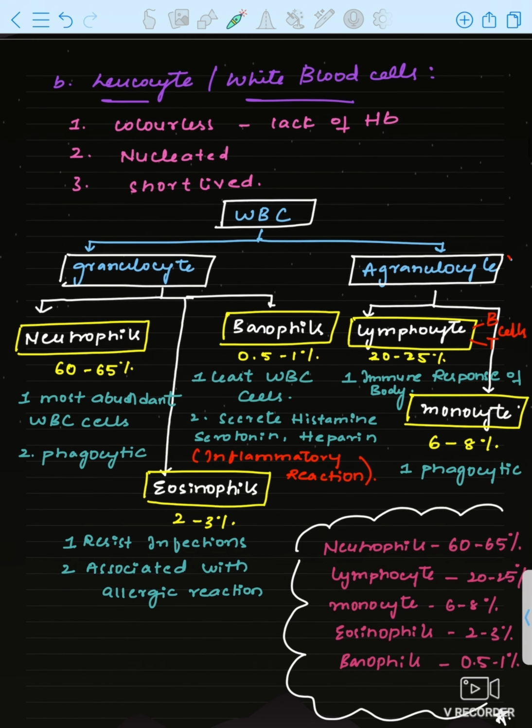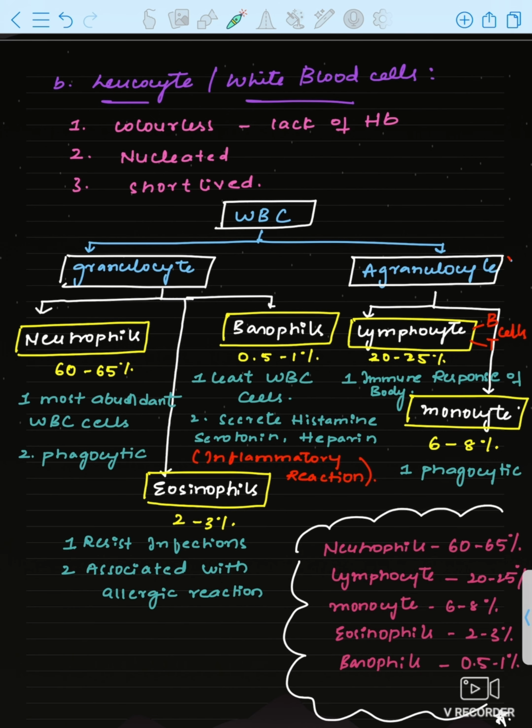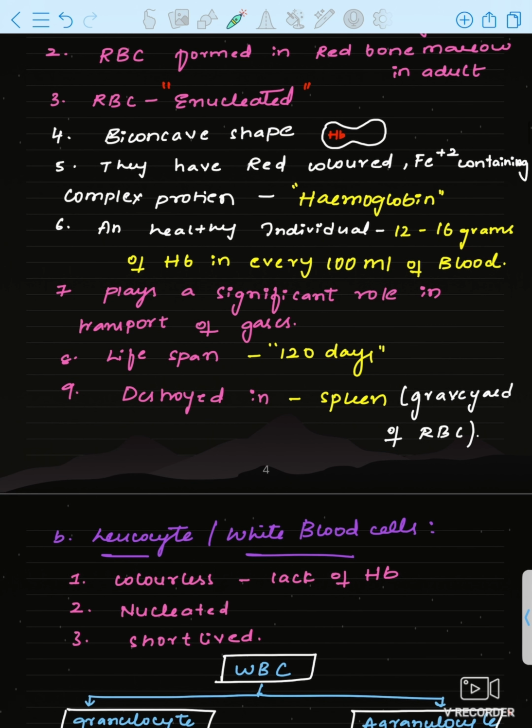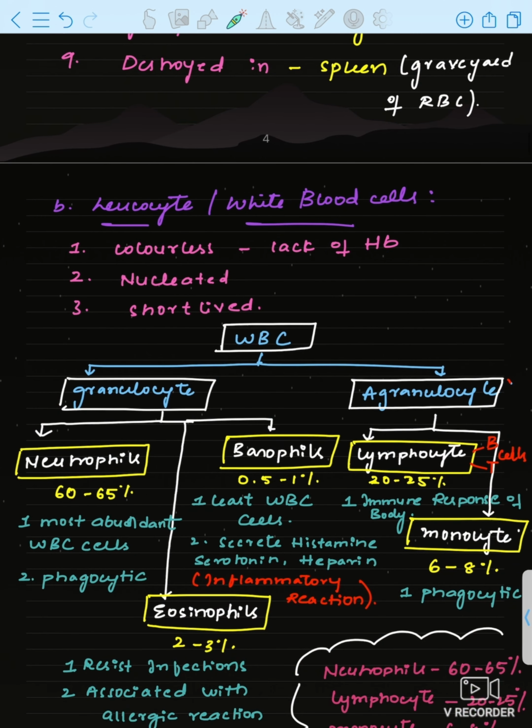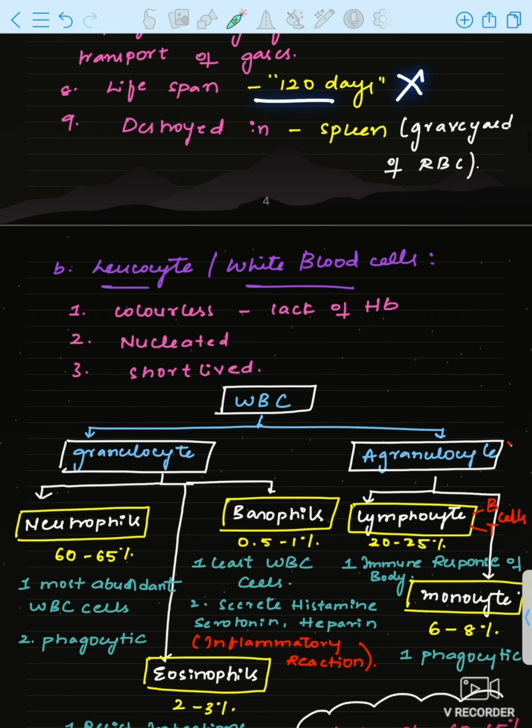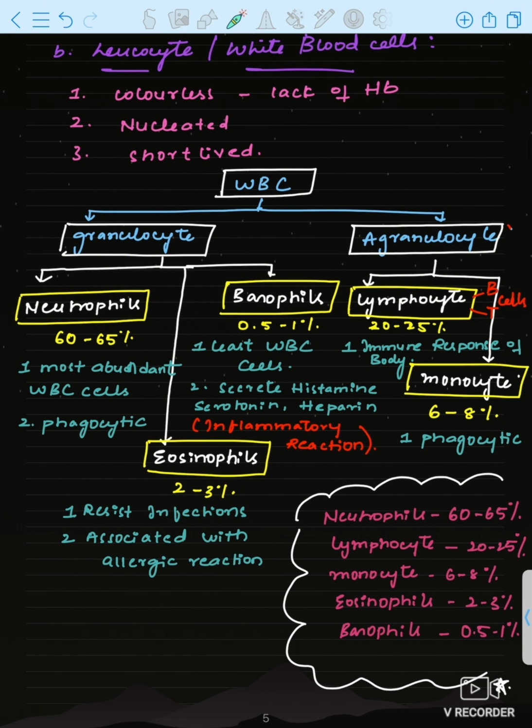Now let us discuss leukocytes. Leukocyte means white blood cell, white meaning colorless. It doesn't have hemoglobin, that's why it lacks red color. Unlike RBC, which is enucleated, in WBC the nucleus is present. And it is short lived, not living 120 days; within a few hours and days it will die.